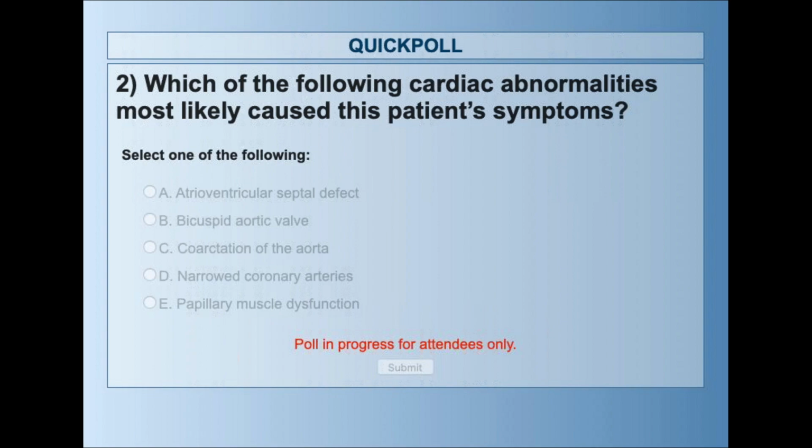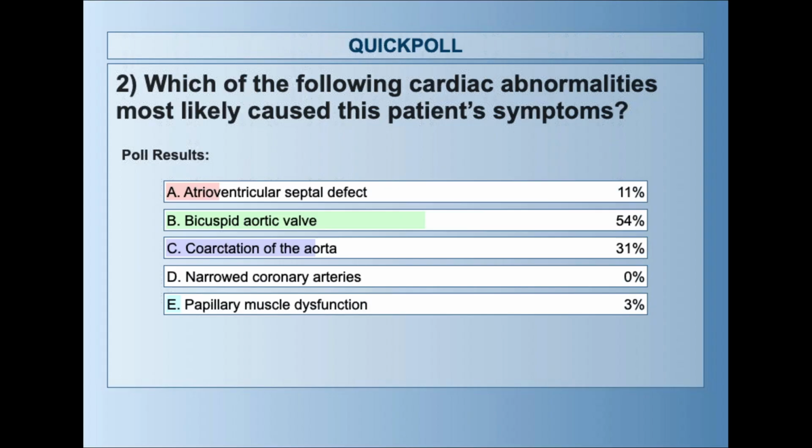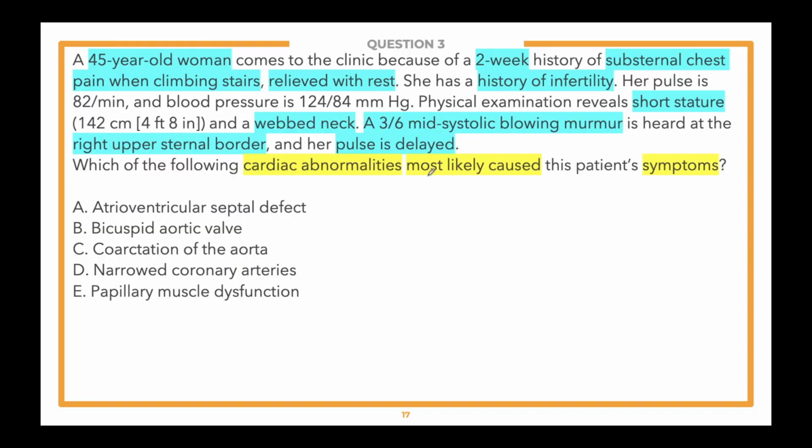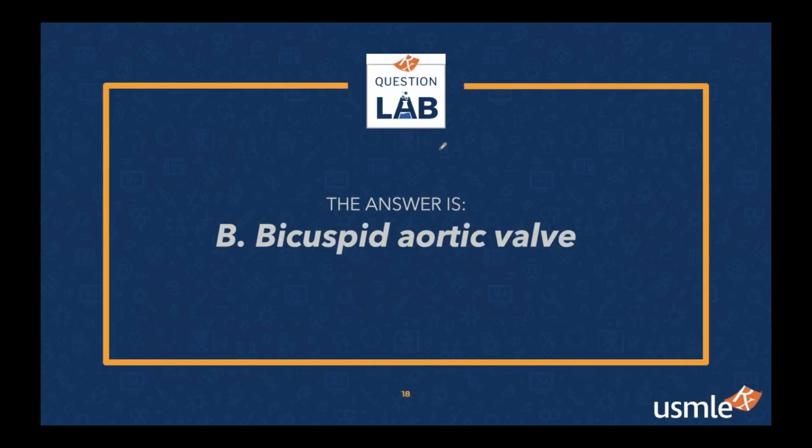All right, let's take a look and see what you selected. Well, 54% of you selected bicuspid aortic valve, and 31% of you selected coarctation of the aorta. So let's take a look and see what the correct answer is. And the correct answer is indeed B, bicuspid aortic valve, and 54% of you got it right. So great job, everyone. Let me go ahead and hand it off to Paris.